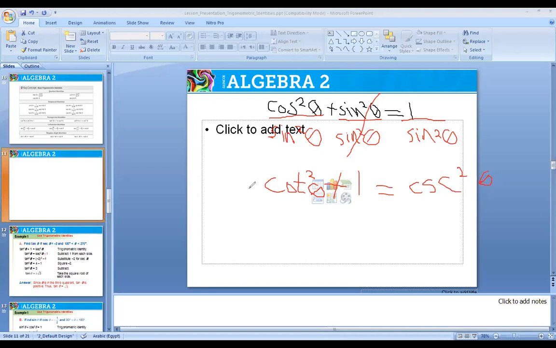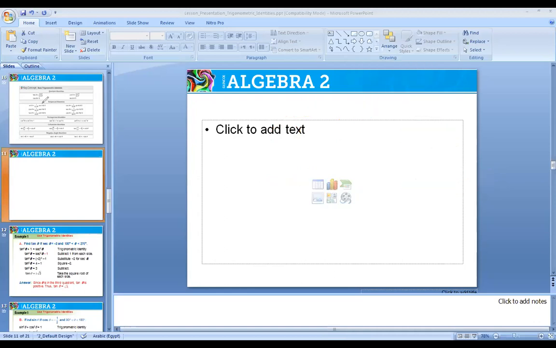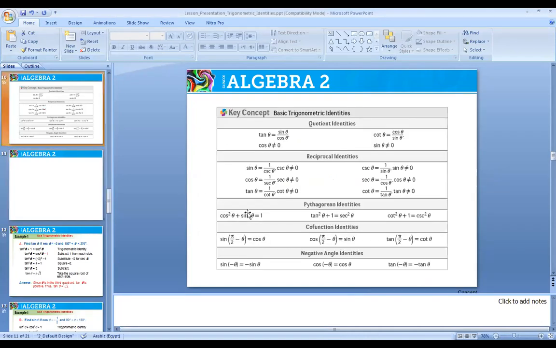This is the fourth rule. So we have here only one rule. This is called the rule of Pythagoras, which is cosine square theta plus sine square theta equal to 1. From this rule, we deduce another 4 rules. Okay, let's start to complete. I return back to the rules.